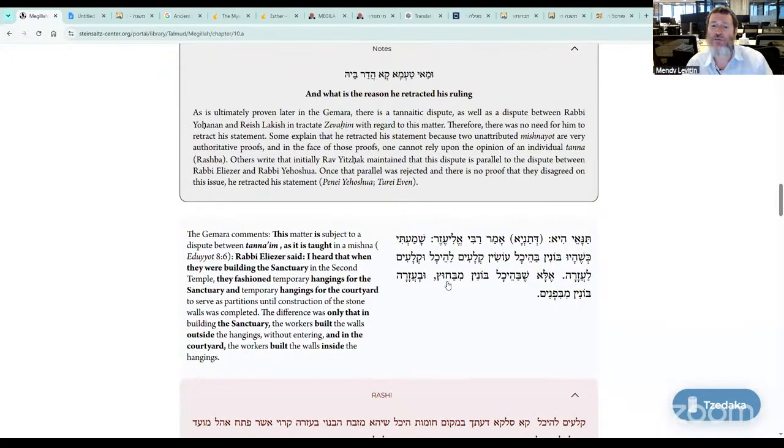When they built the heichal afterwards, they built it outside those curtains. And when they built the courtyard of the Beis HaMikdash, they built from inside those curtains. The reason is that according to most opinions, they didn't want the layman, the regular worker, to step in, because what was the idea? Once they put up the curtains, it was sanctified.